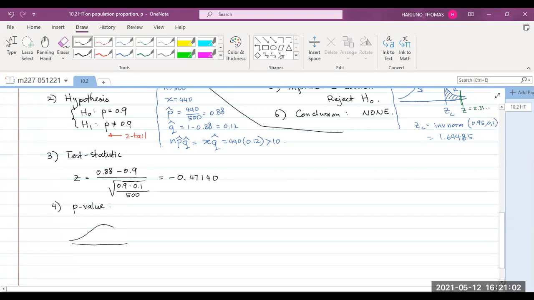The p-value is the area of the tail from the test statistic to more extreme. Now in this case, because it's a two-tail, whatever that area, I will need to double it. Okay, I need to double it. So p-value is equal to 2 times normalcdf(negative E99, negative 0.47140, 0, 1). Then use your calculator.